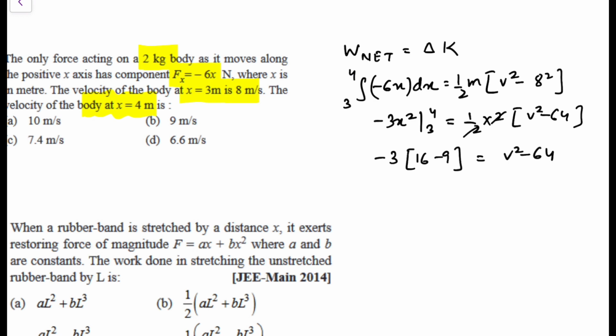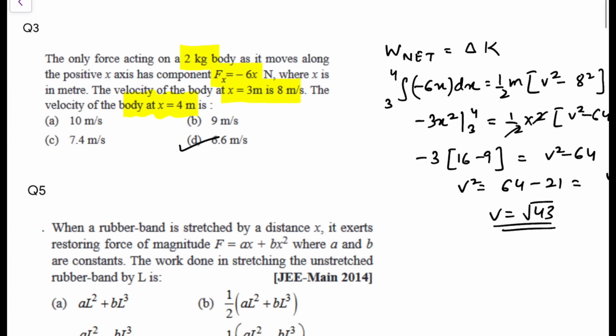So what you can write, 16 minus 9 is 7, 7 into 3 is 21. So v square is 64 minus 21. So it is 43. So v is root of 43. So that would be something between 6 and 7, you can make it out. So 6.6 would be the only appropriate one.